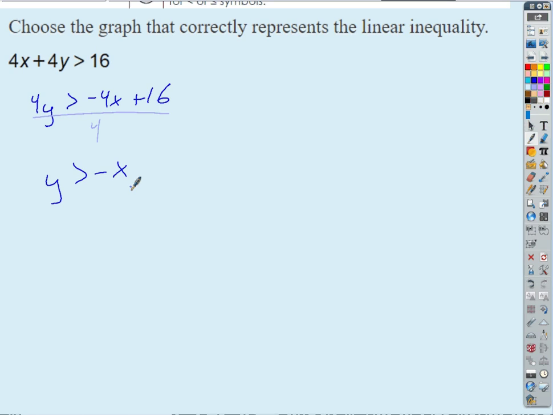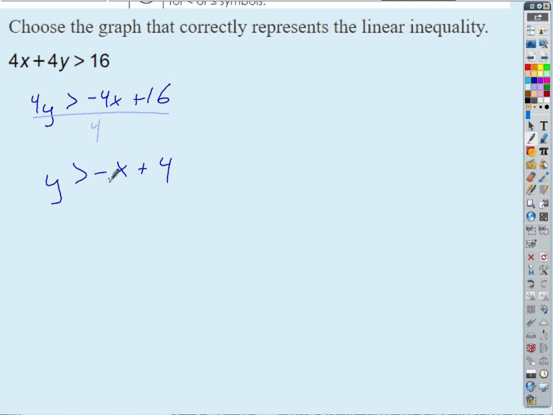And then 16 over 4 is 4. Okay, so if I wanted to graph this, this would be easy to do, right? The boundary line is going to be dashed or solid. Dashed, because I'm not including an equal sign. If I wanted to graph the line, where would I start? On the y-axis. The y-intercept is 4, so I go up the y-axis to 4, and what would my slope triangle tell me to do? Rise 1, but down. Okay, so I go down 1 and over 1.